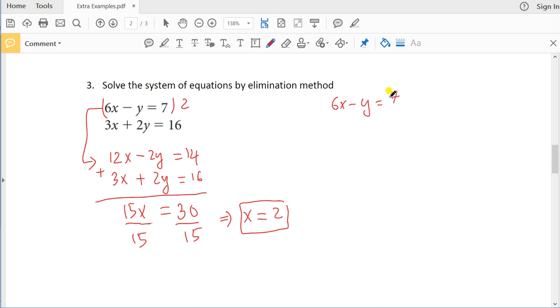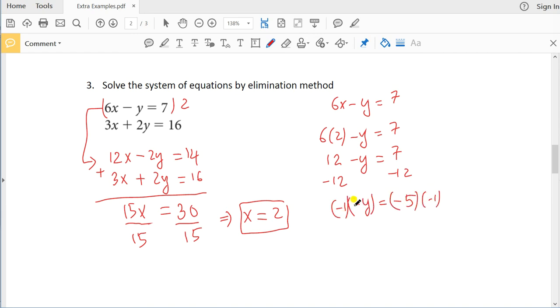Now, I just want to solve for y, right? So I have x to be 2, so anytime I see x, I plug in 2. So 6 times 2 is 12, minus y is 7. Now I subtract 12 on both sides. I have minus y equals 7, subtract 12, that is minus 5. And to solve for y, I just have to multiply by minus 1 on both sides to take out the negative sign here. So that is y equals minus 5 times minus 1, that is 5. So your ordered pair solution is x is 2, y is 5.